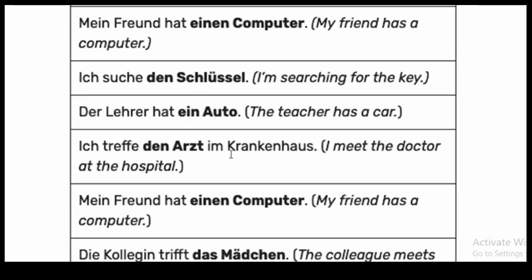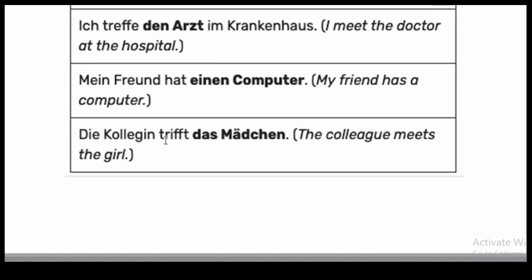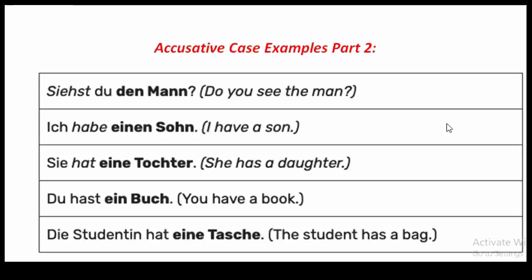Ich treffe den Arzt im Krankenhaus. I meet the doctor at the hospital. So this is your object. Then mein Freund hat einen Computer. My friend has a computer. The last one is Der Kollege trifft das Mädchen. The colleague meets the girl. So we have today a few more examples for accusative case. In the last lesson, we learned a few examples. A few more are here that only focus on the object, because you can see here the object is highlighted.